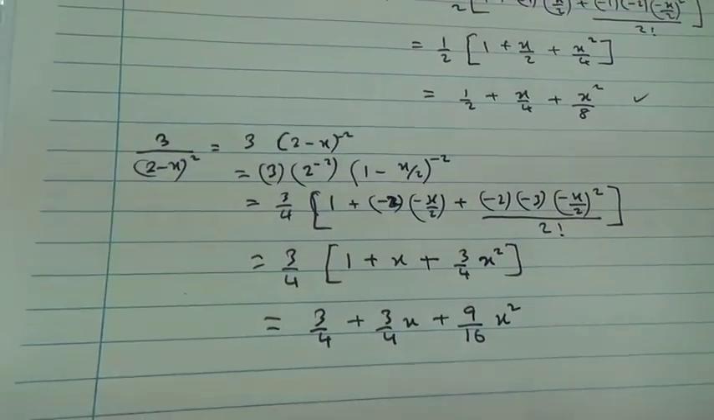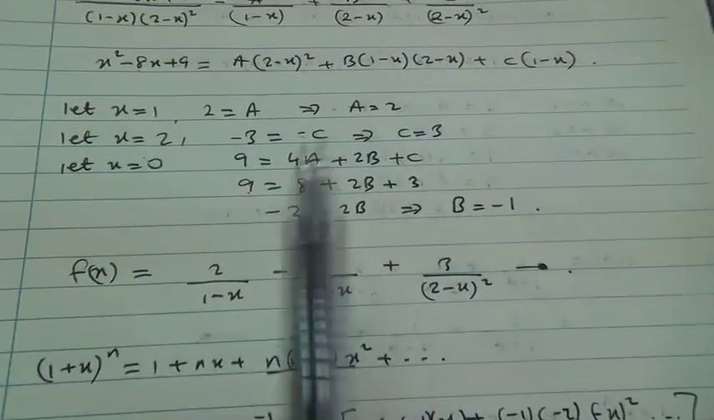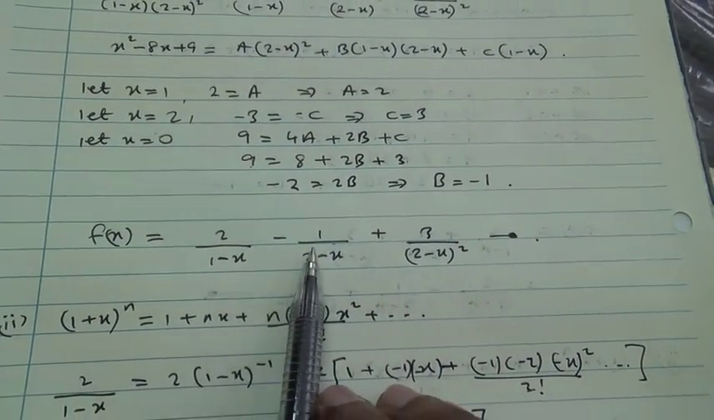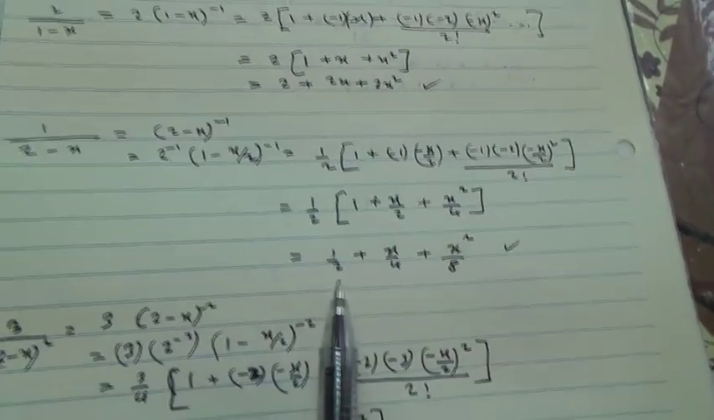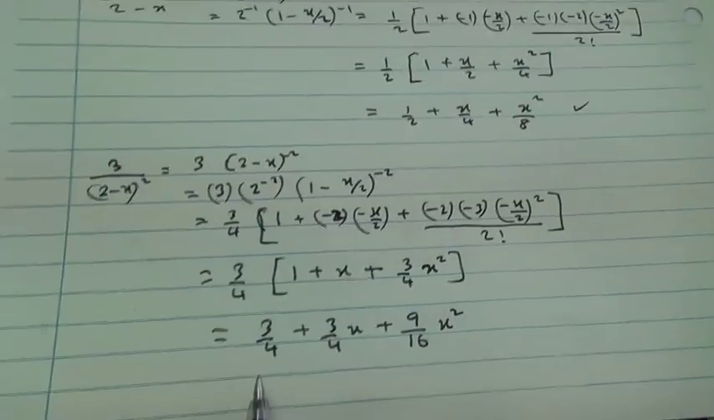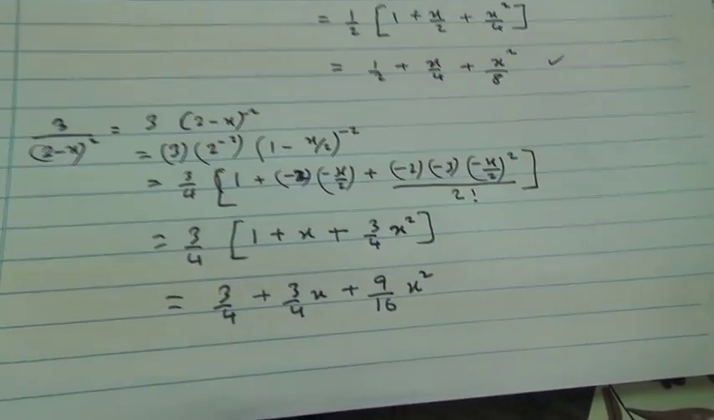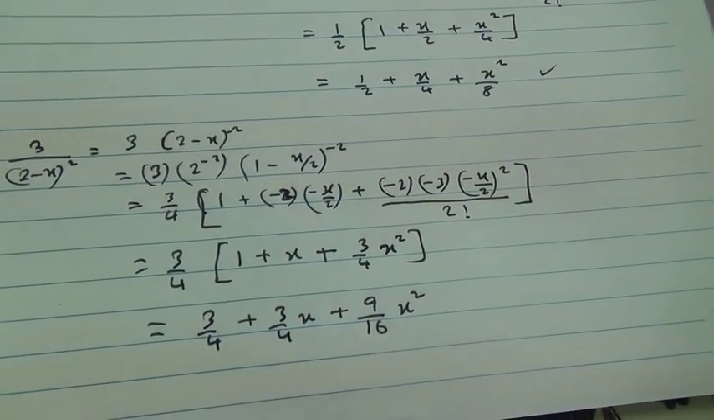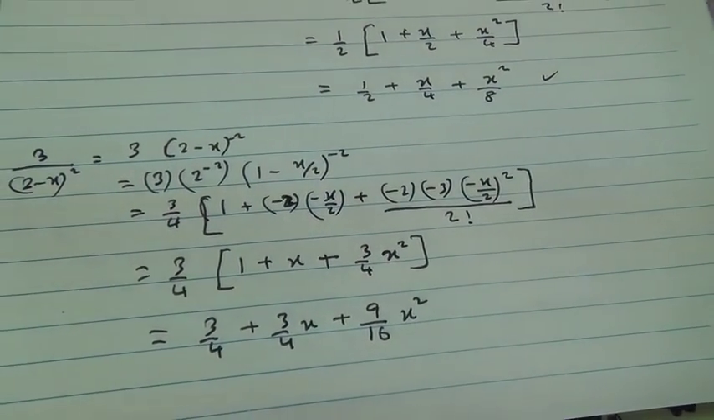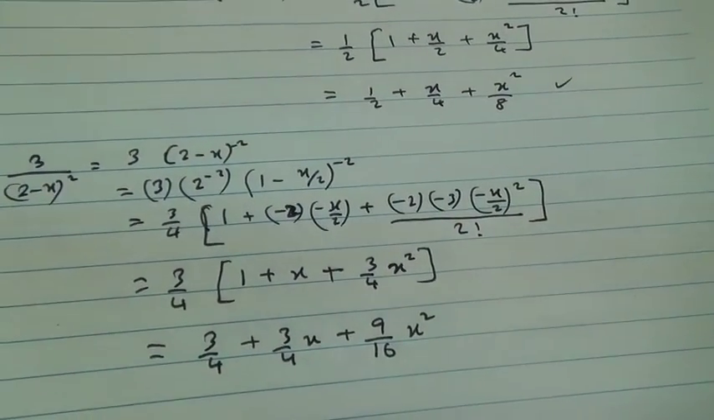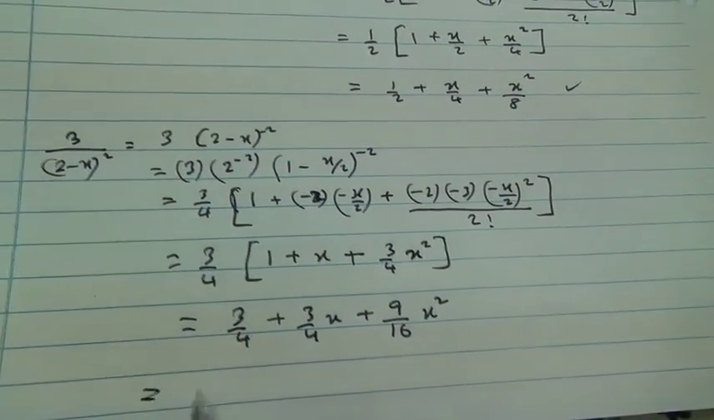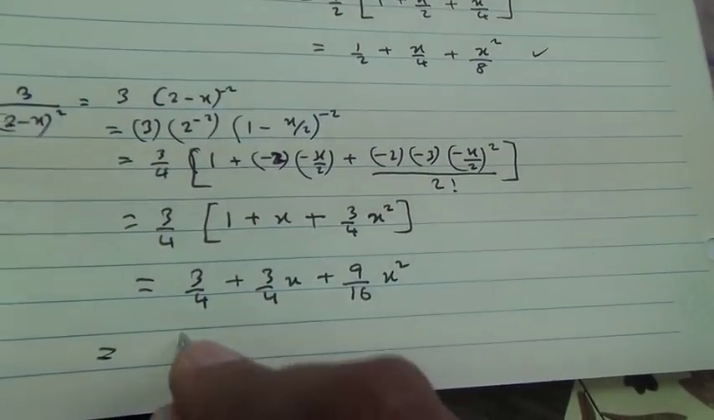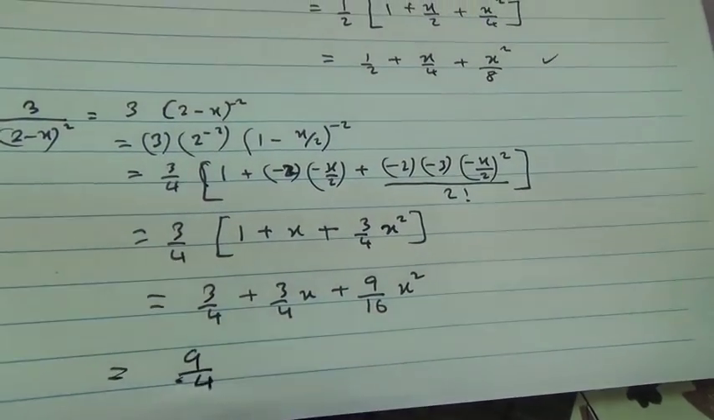Remember, we have to take this minus the second one plus the third one. So we're going to take 2 minus half plus 3/4. So 2 minus half plus 3/4 is going to give us 2 1/4, which is basically 9 over 4. Now this is going to be 9 over 4.